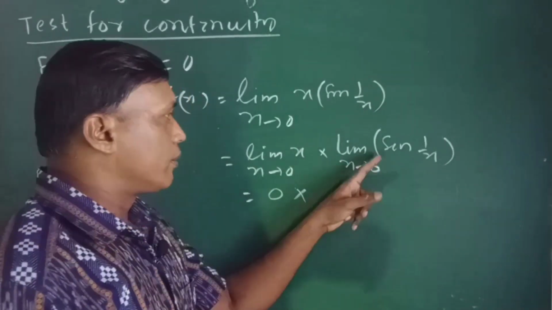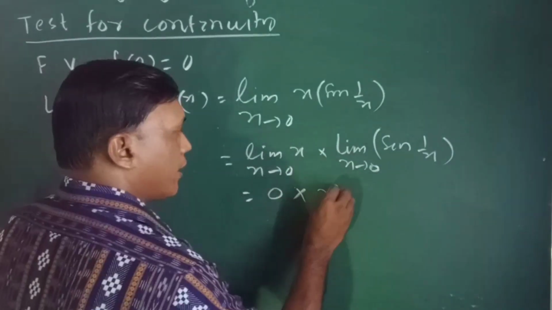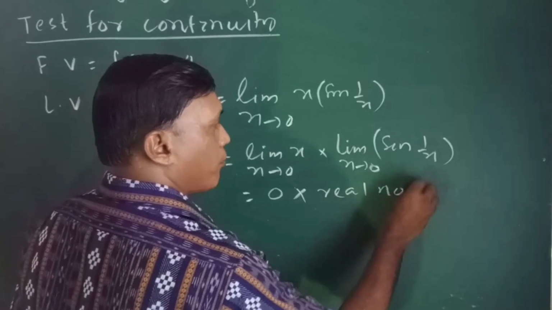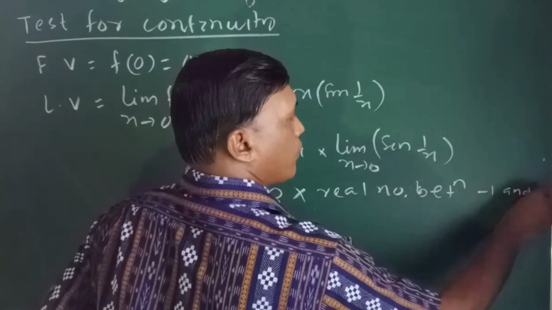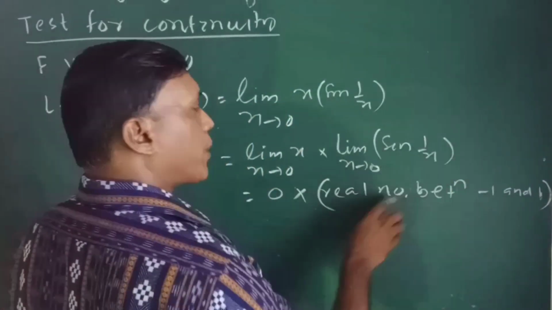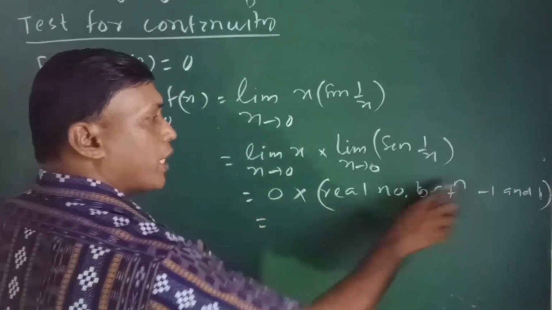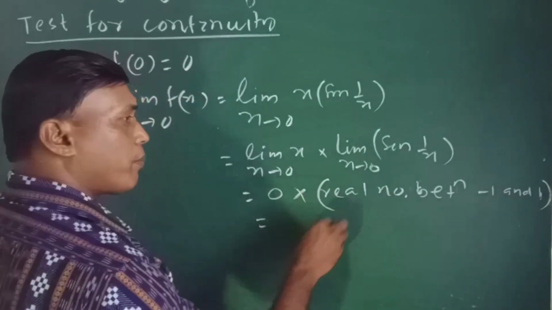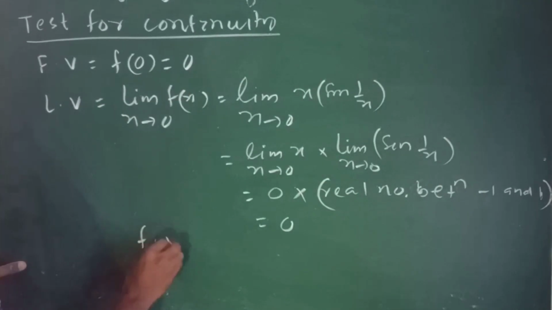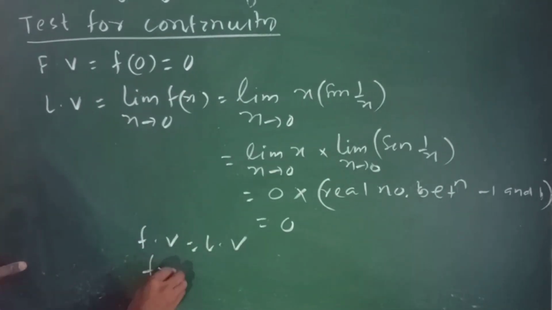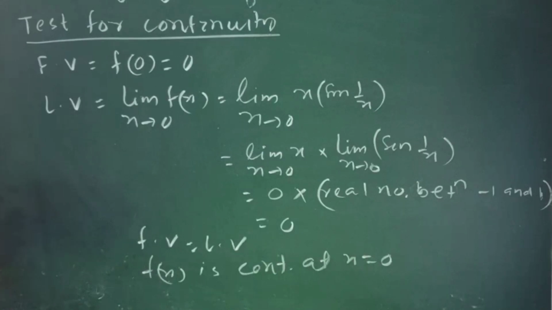अभी मैं बोल रहा था limit of sin 1 by x is a real number between minus 1 to 1, not arbitrary, and this is a real number between minus 1 and 1. So ये एक रियल नंबर है -1 to 1, and this implies which is equal to 0 into a real number between -1 to 1. So 0 into every number between these two is 0. So we find functional value is 0, limiting value is 0. That means functional value is limiting value. So f of x is continuous at x is equal to 0.